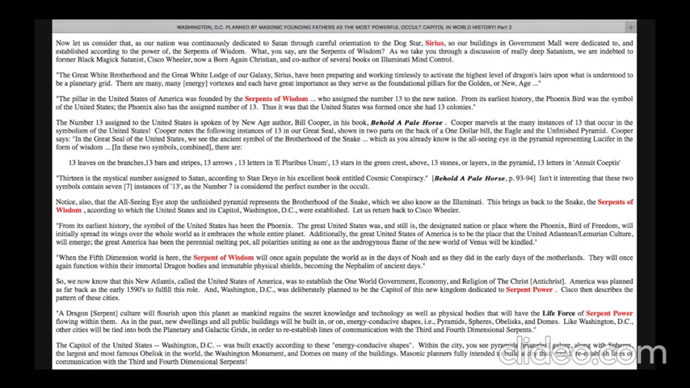From its earliest history, the symbol of the United States has been the phoenix. The great United States was and still is the designated nation or place where the phoenix, bird of freedom, will initially spread its wings over the whole world as it embraces the whole entire planet. Additionally, the great United States of America is to be the place that the united Atlantean Lemurian culture will emerge.